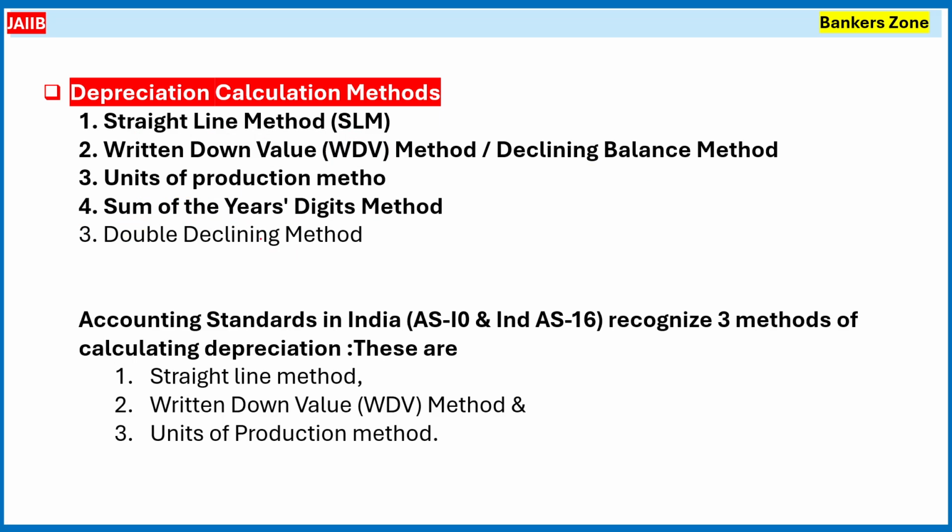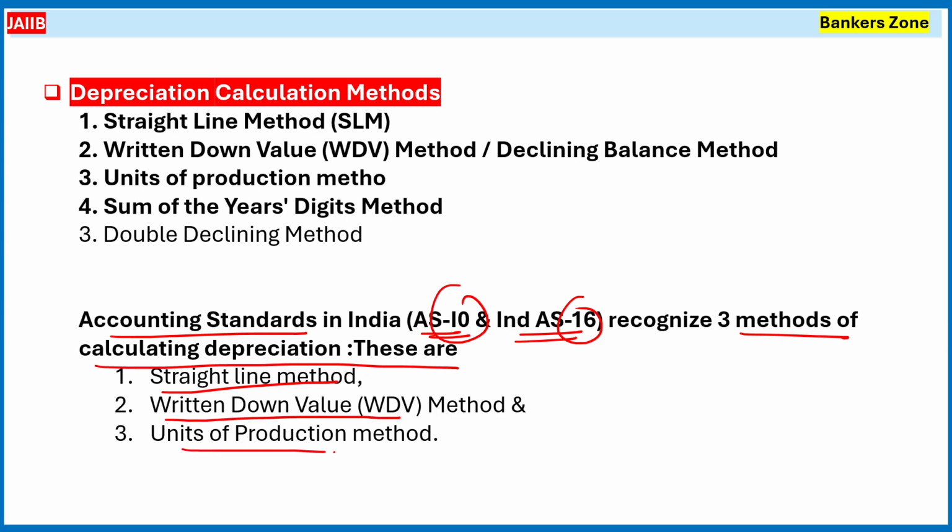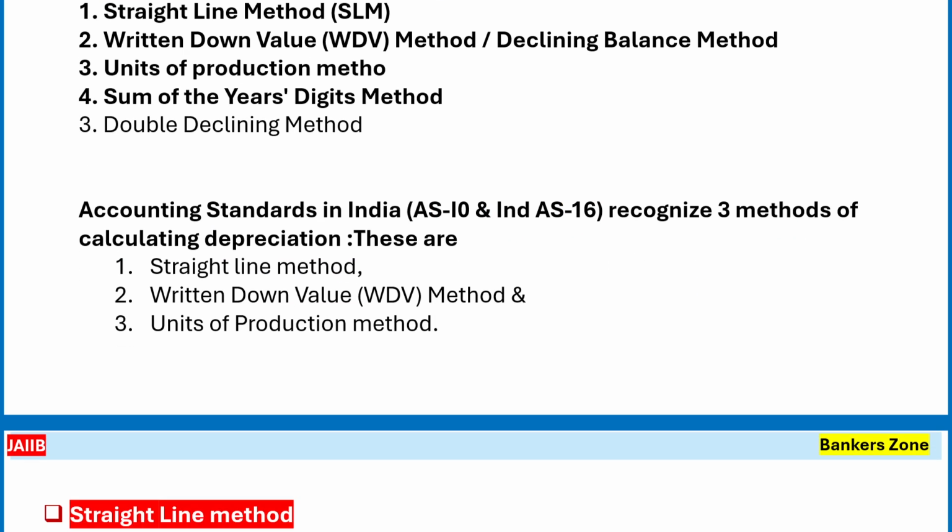Okay, out of that, the first three are recognized: there is the accounting standard in India, AS 10, and the Indian accounting standard, Ind AS 16, says that they recognize only 3 methods of calculating depreciation. So most of the time, when you become an accountant or a CA, they will use either the straight line method, the written down value method, or the unit of production method. The written down value method is also called the diminishing balance method or declining balance method. Okay. Now see, one by one we will discuss in detail.